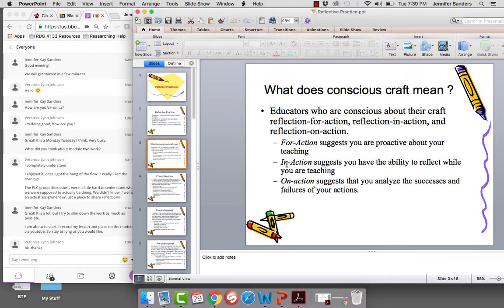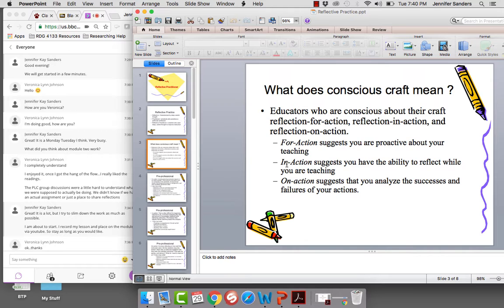When we talk about conscious of your craft, and you'll learn this as you're going through, especially when you get into the classroom, you're going to do the for action. That means you're a proactive teacher. And then the in action is while you're teaching. And then the on action is like looking at your failures.